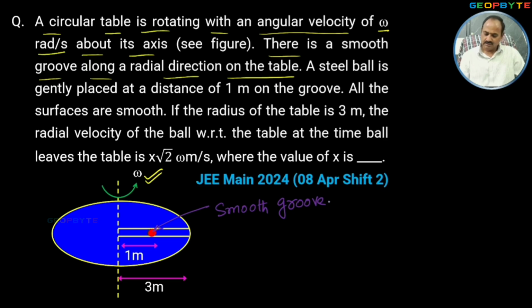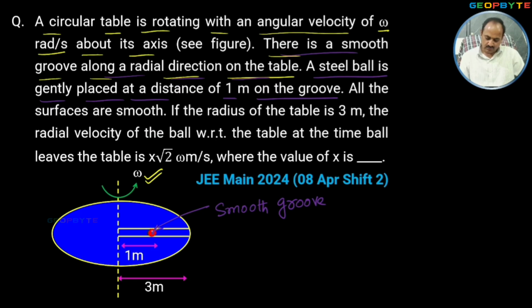Smooth groove. There is a smooth groove along the radial direction on the table. A steel ball is gently placed at a distance of 1 meter on the groove. So in the smooth groove, a steel ball is placed.